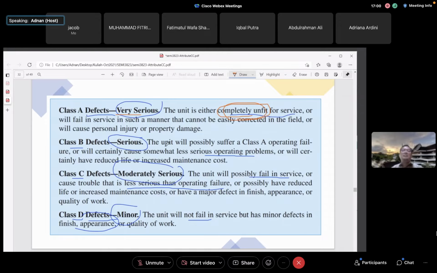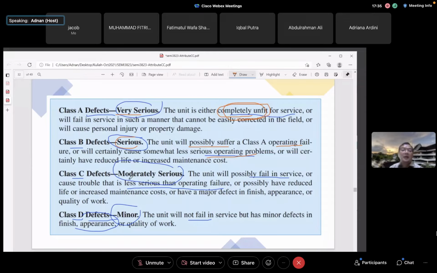Kalau B, dia possible can cause failure, tapi still boleh pakai lah. Operating failure will certainly cause somewhat less serious operating problem. Will certainly have reduced life. Katakan kursi yang berlubang tadi, you boleh pakai, tapi kalau you pakai dan suka goyang-goyang, badannya yang besar, mungkin menyebabkan lama-lama dia mengganggu kestabilan kursi. Finally, it will fail also.